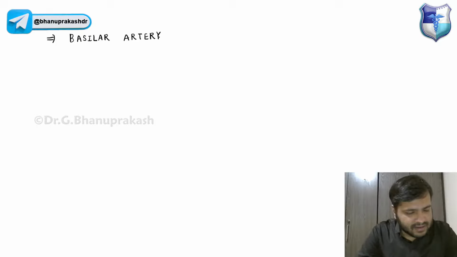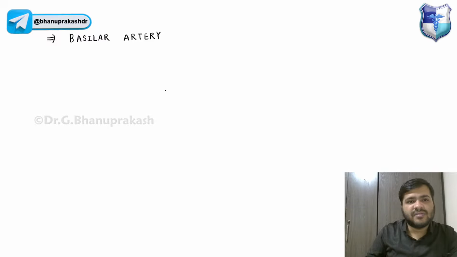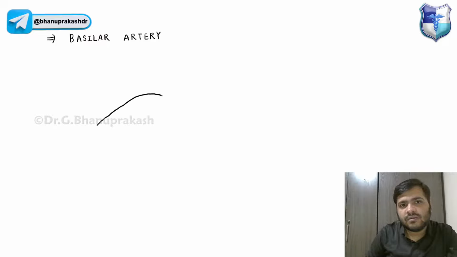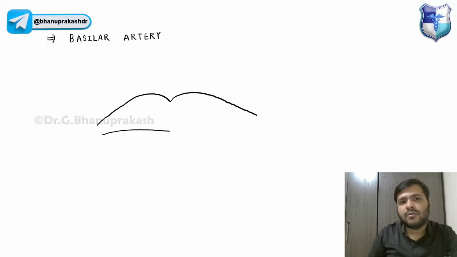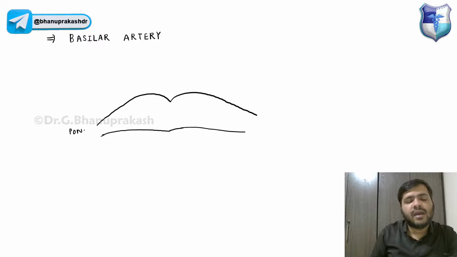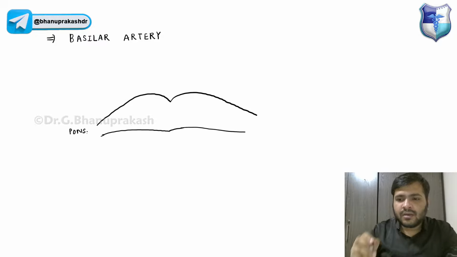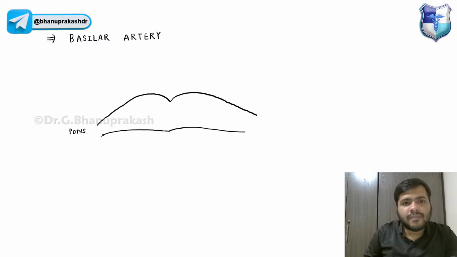Now, guys, when I say basilar artery, remember it begins at the lower border of the pons. If I just have to show you the section over here, the anterior, the ventral aspect of the pons. You're watching the pons from the front, and this is how it will look. Let us suppose this is the pons, guys.